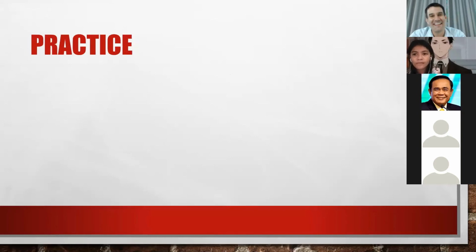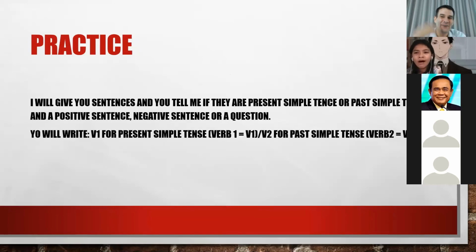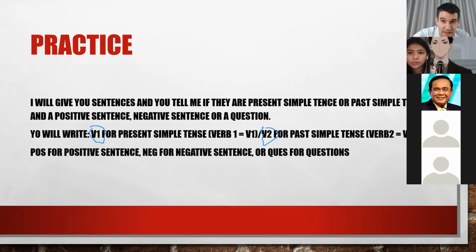So we can practice again. This will be a little bit different though, because now we have 2 verb tenses and 3 sentence structures. So there are 6 different possibilities. So I will give you sentences and you tell me first, are they present simple tense or past simple tense? And tell me, are they positive or negative? So the things that you will write are V1 or V2 plus POS or NEG. So POS for positive, NEG for negative, or QUES for questions.